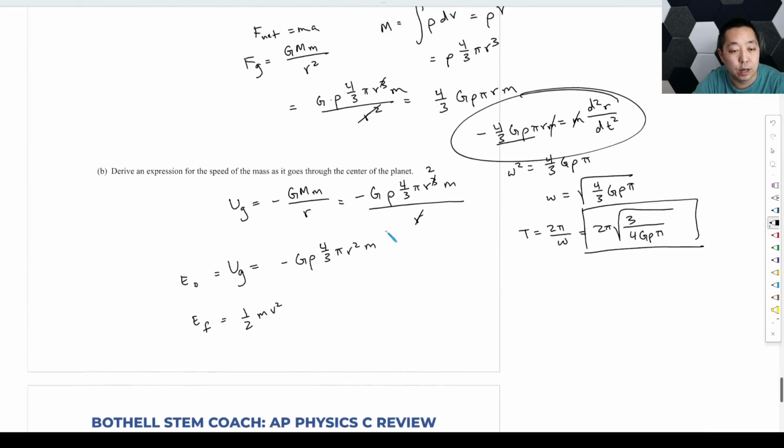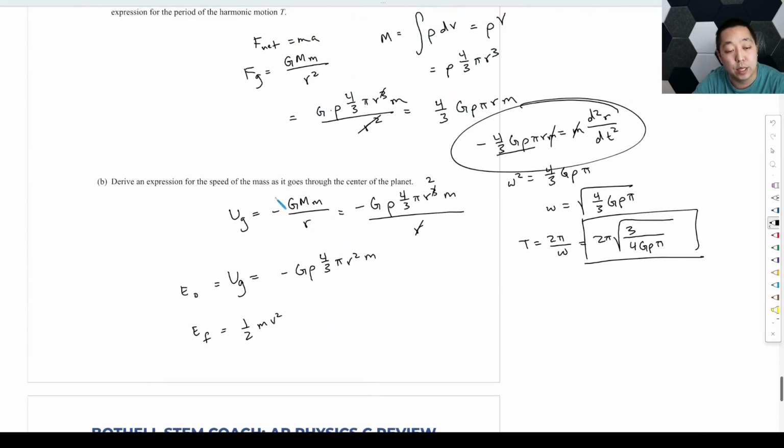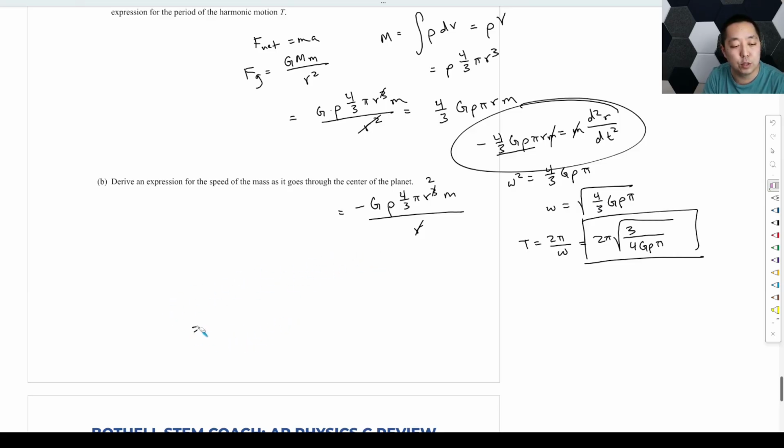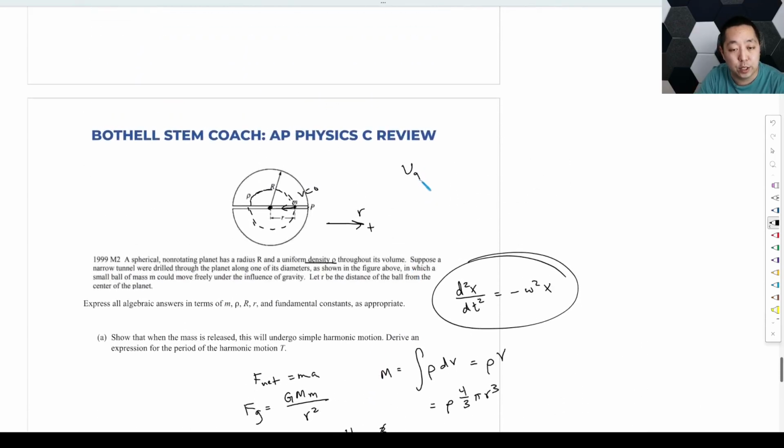We can't use the gravitational... this is assuming that the force is 1 over r squared. We have to actually figure out what the gravitational potential energy is, and probably the easiest way to do this one is maybe just doing the work as the change in energy. We can't use negative G m1 m2 over r, because that assumes you're going outside of the planet. Once you're inside the planet, it doesn't really apply.